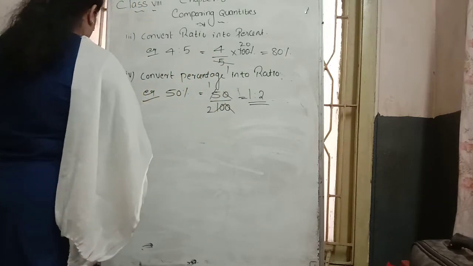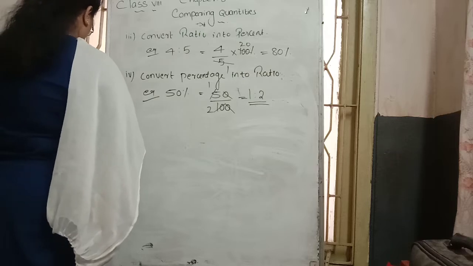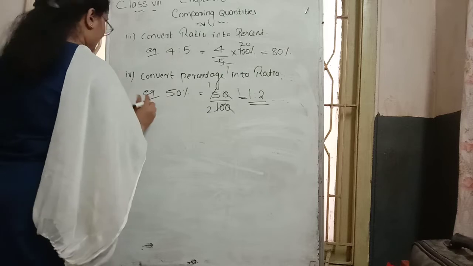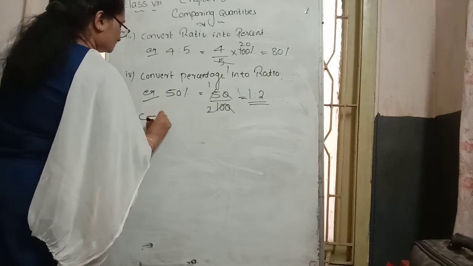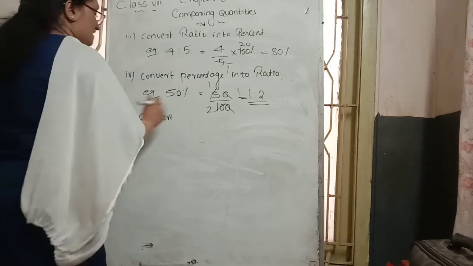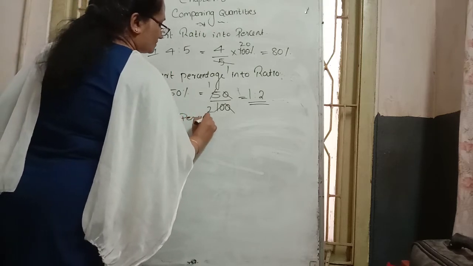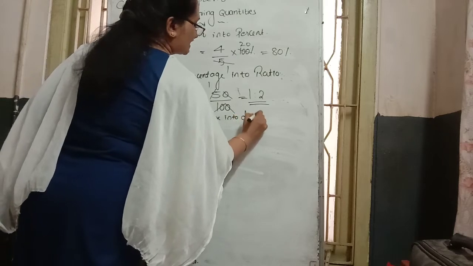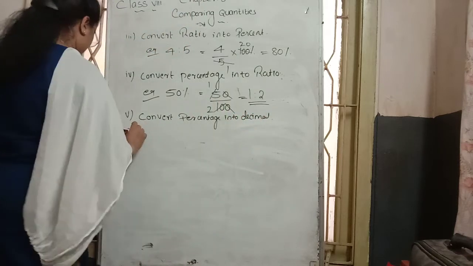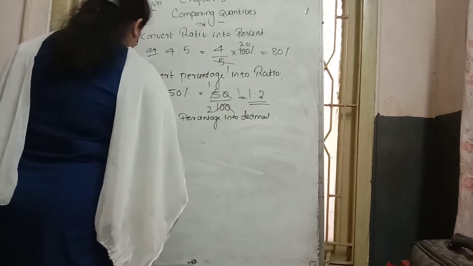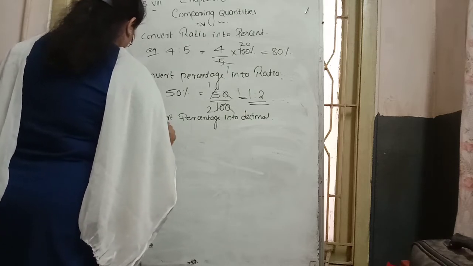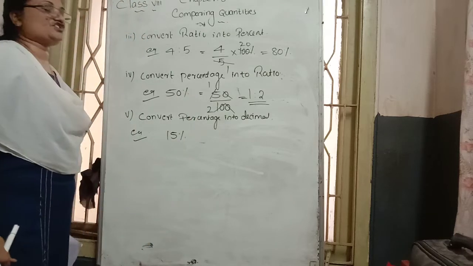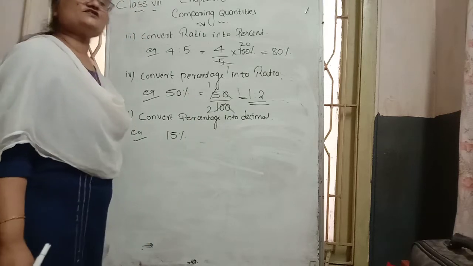Then the fifth rule says that to convert percentage into decimal. How to convert a percentage into decimal form? Example. Here the example is 15%. Here percentage is given. We want to convert it to decimal form.